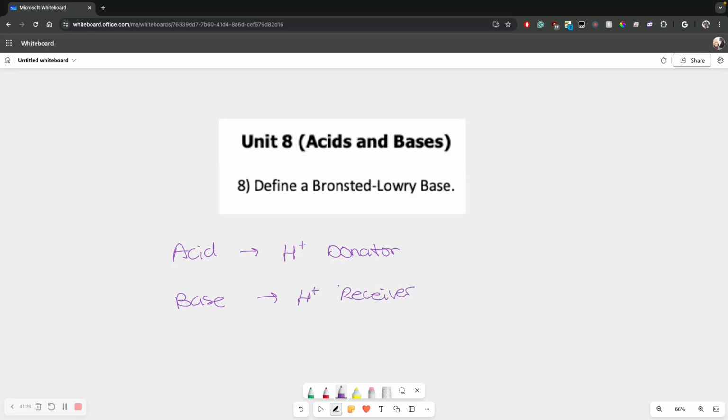Right? So if your acid is HCl, that H plus is going to be donated to the base. And the base will receive the H plus ions from the acid. And that is the very simple definition of a Bronsted-Lowry acid and base.